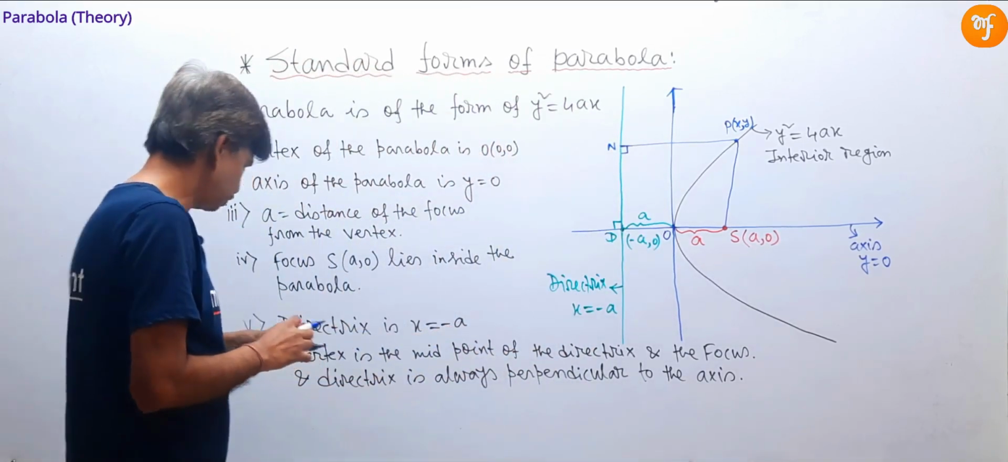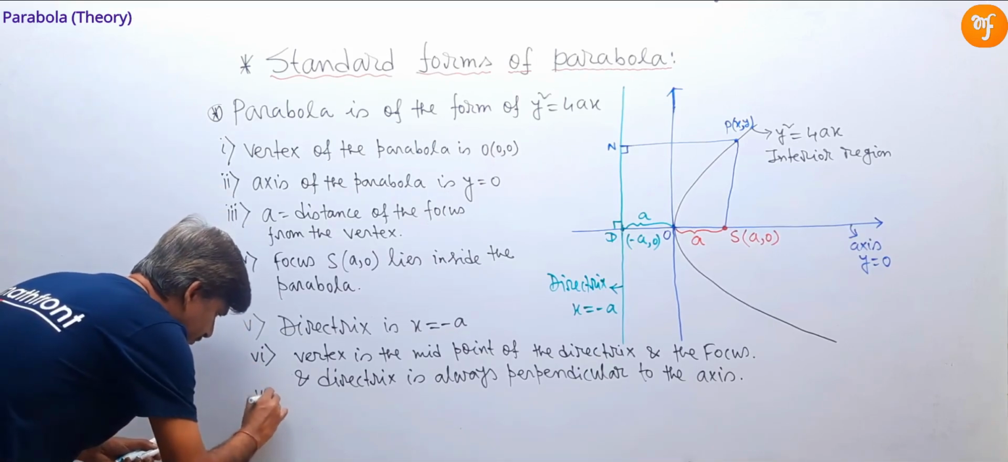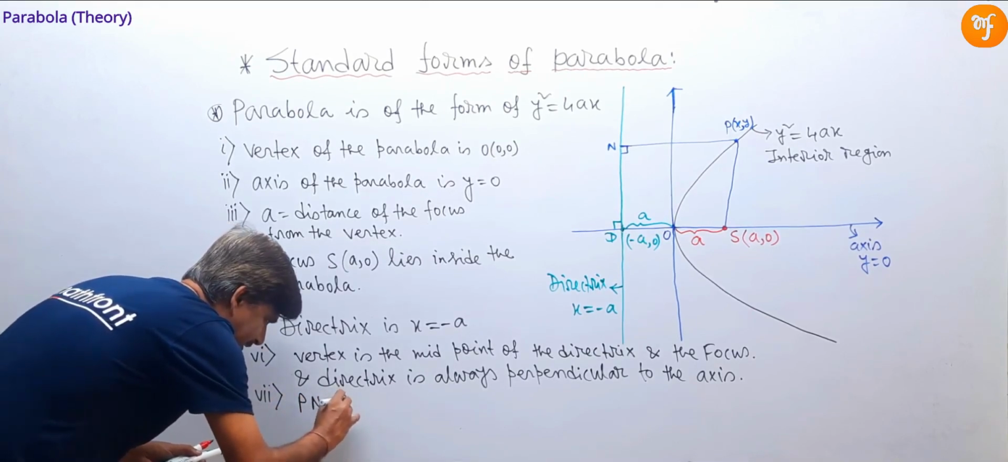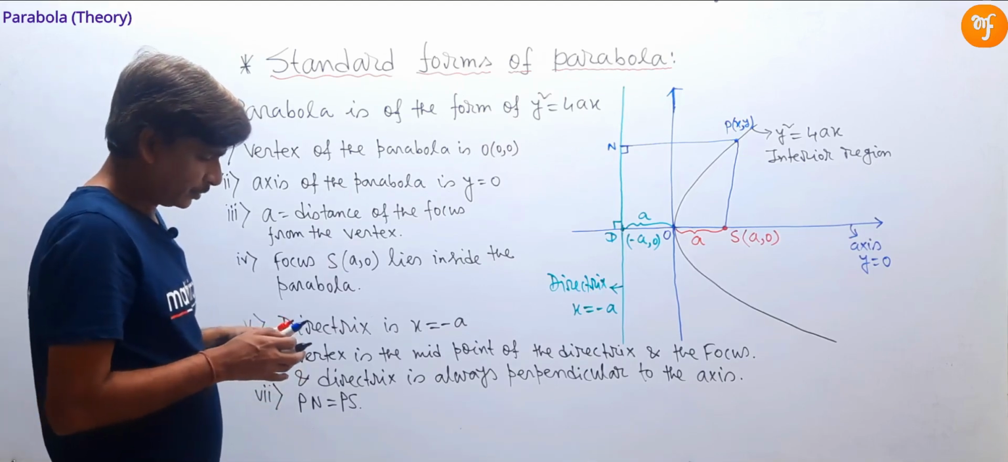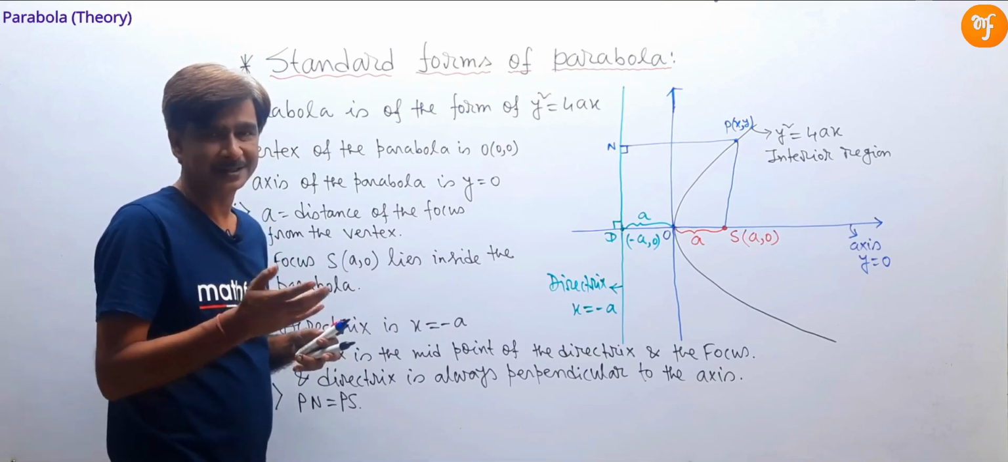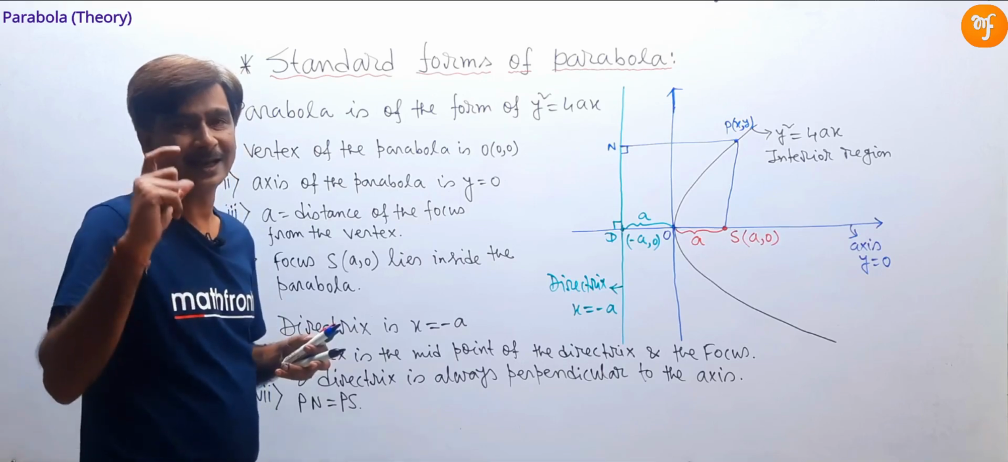Okay, clear? So you should write Pn is equal to Ps. Okay, clear? Look, now we'll go for another concept, that is focal chord and the least focal chord, which is known as the latus rectum.